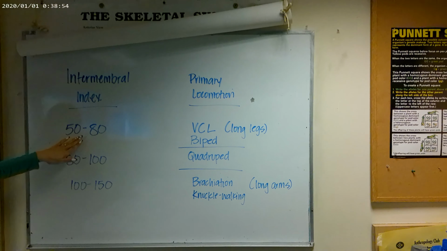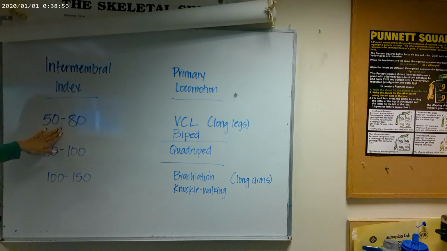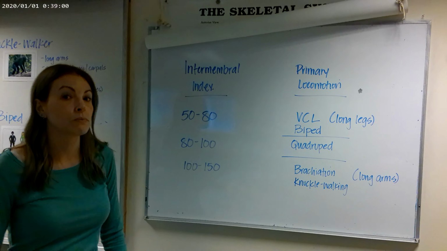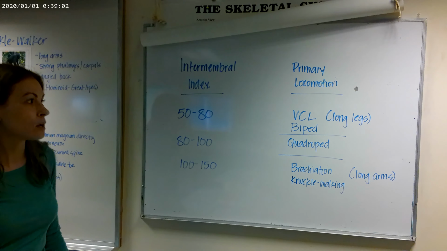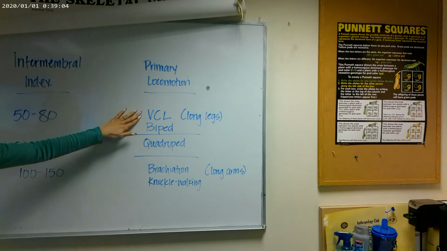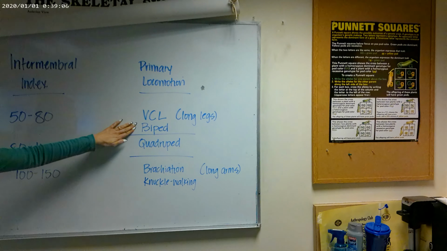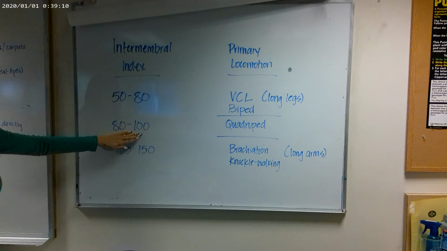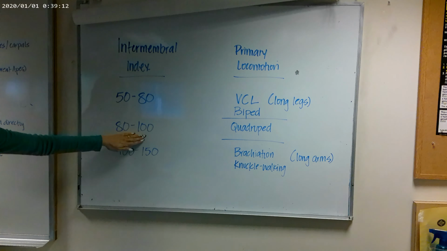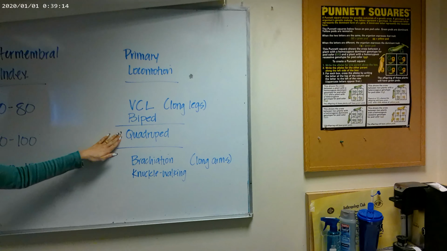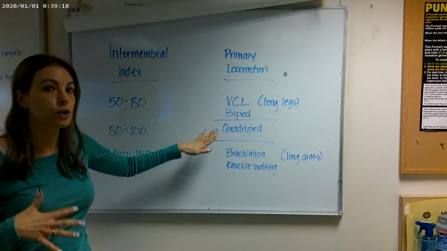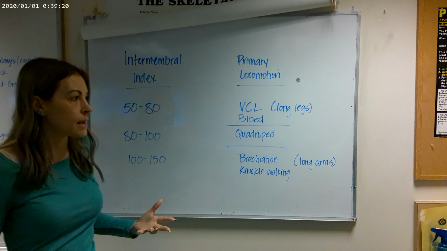If your index is between 50 to 80, this is going to mean you have a lot of leg power. Your legs are really what's working to get you moving around. This can be seen in our vertical clingers and leapers and our bipeds, because the legs are really the powerhouse there. If you're in the middle, 80 to 100, you are a quadruped, either arboreal or terrestrial. You kind of fall within that range where you're using your arms and legs pretty much the same.